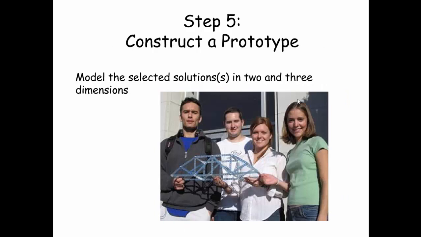Step 5 is constructing a prototype. So you've got all your drawings, you've looked at them all, you've decided which one best meets the requirements, and then you're going to create a model of the selected solution or solutions in 2 or 3 dimensions. So right here they've got a model of a bridge. So you're creating a scale model. If you're doing something like a bridge, obviously it would be smaller. If you were doing something like an insulin pump, you could make it the actual size that you intend to make it, which would be a scale of 1 to 1.